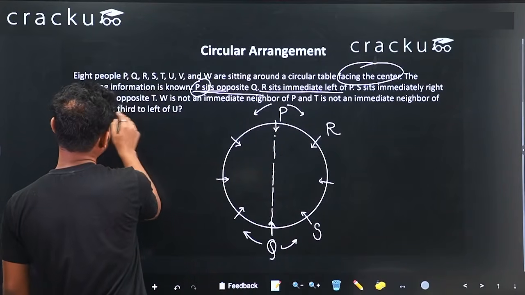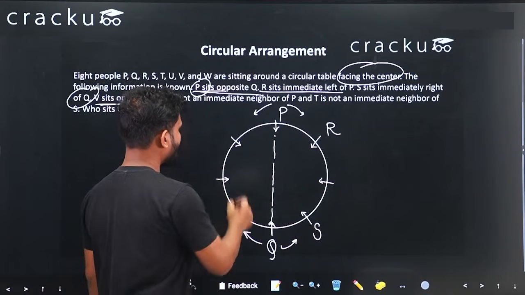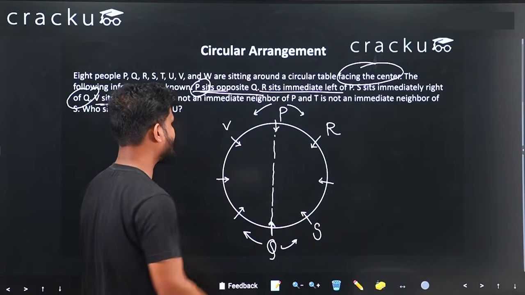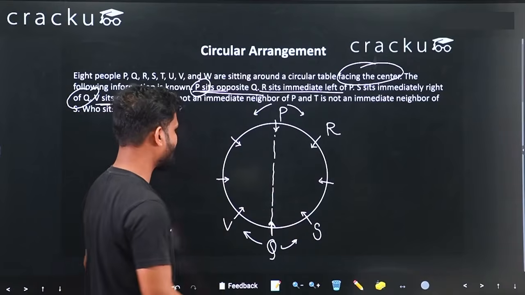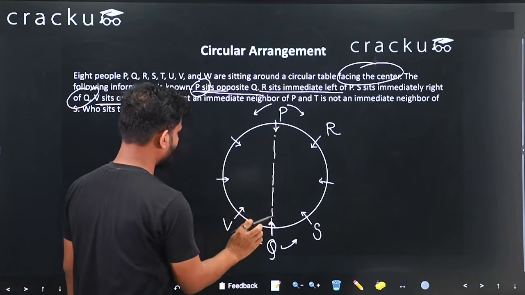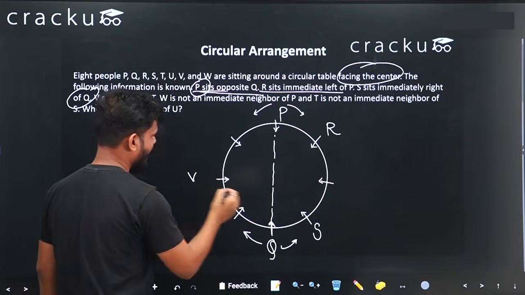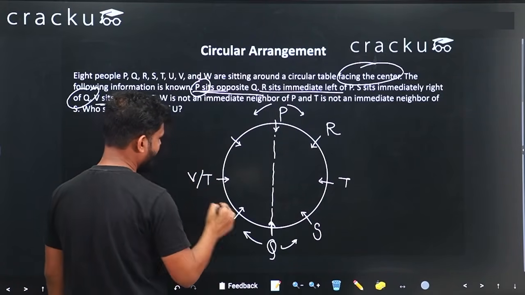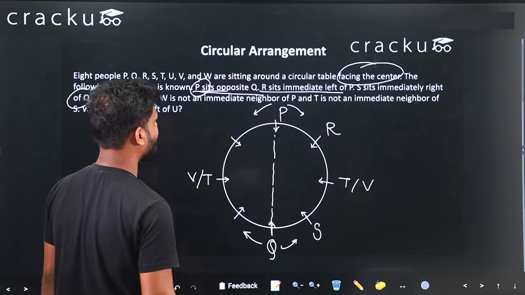Now V sits opposite to T. Now where can you put V? Can you put V here? You cannot put V here because S is sitting opposite to V here. Can you put V here? You cannot put V here. Why? Because R will be sitting opposite to V. So either you can put V here and T here, or another case you can put T here and V here. So this is the case which can happen.